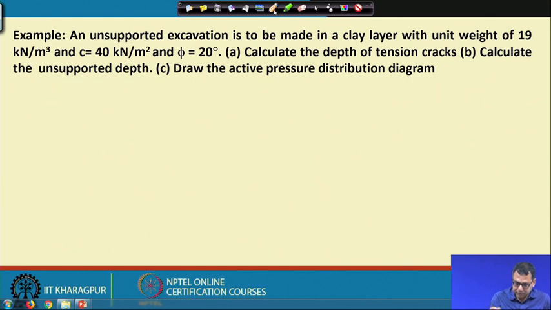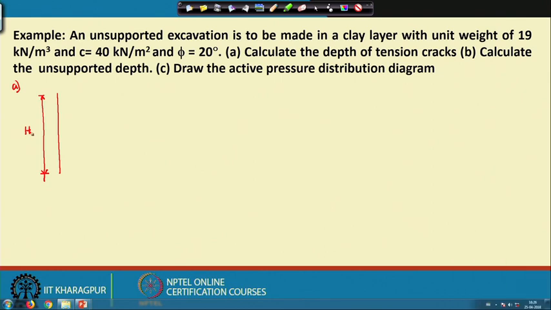First, if I take the wall or the excavation, we have to determine for the first case, A, what would be the tension crack depth. Then the next one, we have to determine what would be the height h where we do not need to provide any support. That means without any support the excavation or soil can stand. First, I calculate that.